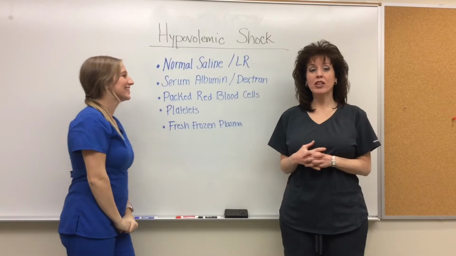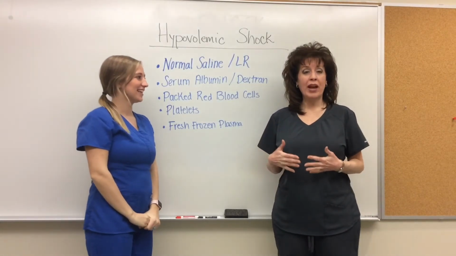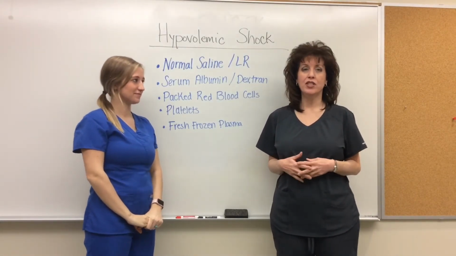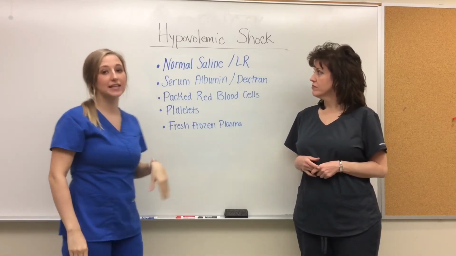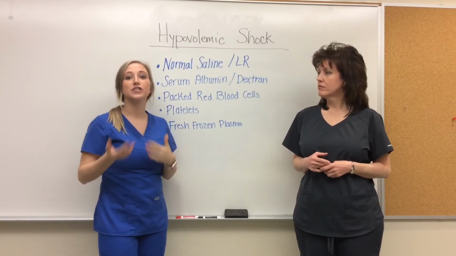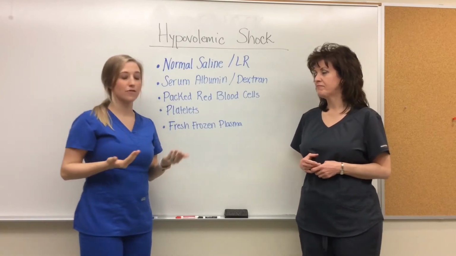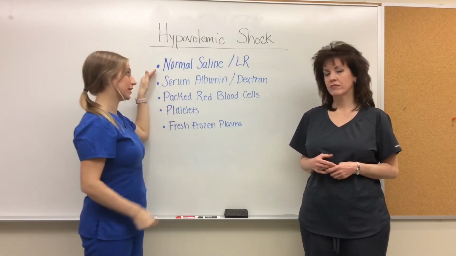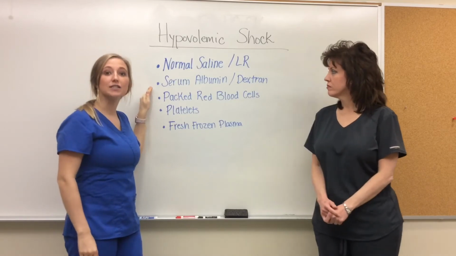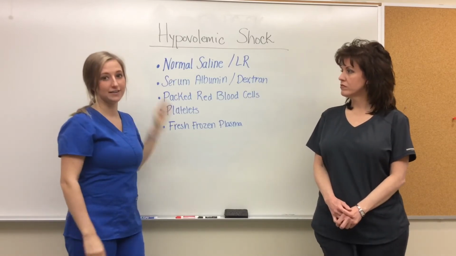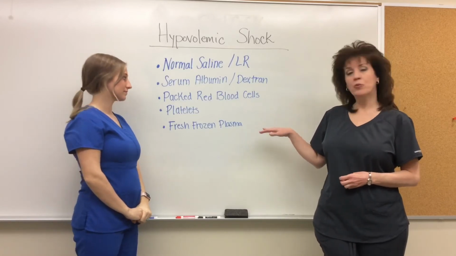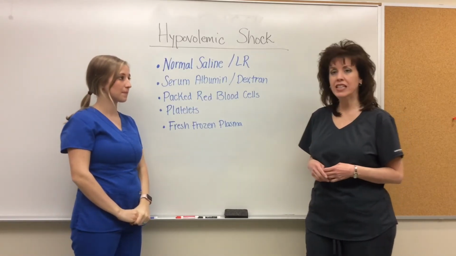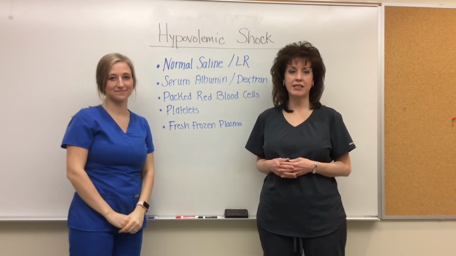All right, so now we're going to do a quick recap of pharmacological interventions for hypovolemic shock. The first one we're going to talk about is normal saline and lactated ringers. Those are typically the first line for hypovolemic shock, and these are your crystalloids. Your colloids are serum albumin and dextran. We are also possibly going to give packed red blood cells, platelets, and even fresh frozen plasma.